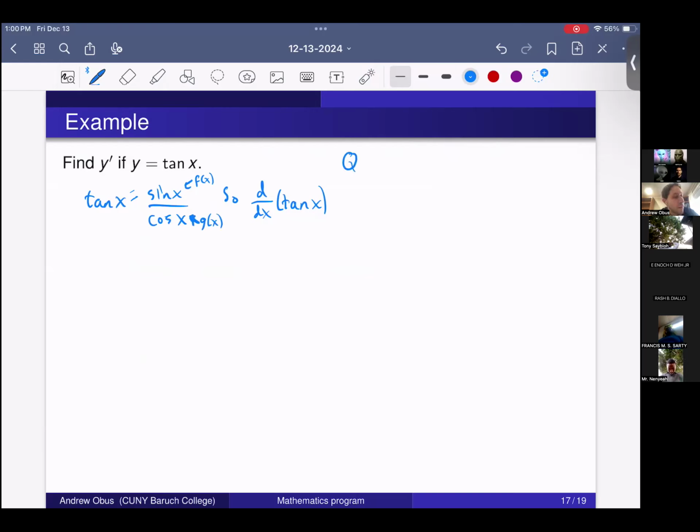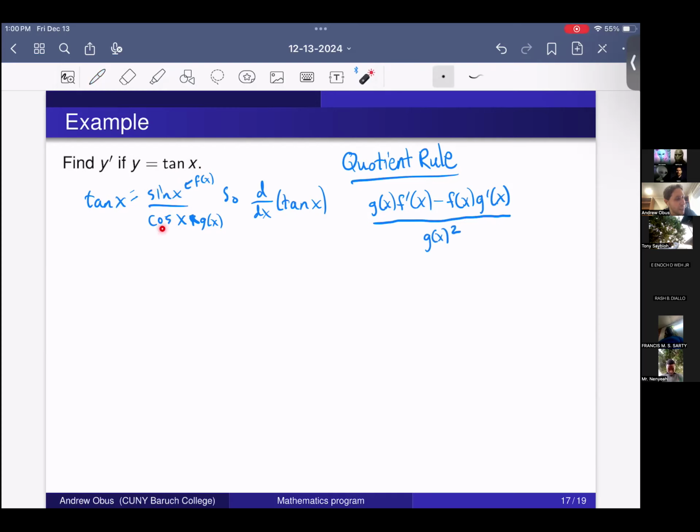So for this one, since we have tangent of x is equal to sine x over cosine x, we will use the quotient rule, where we find the derivative of the numerator and multiply by the denominator, and also find the derivative of the denominator and multiply by that of the numerator and divide by the square of the denominator. Exactly. So this is the quotient rule over here. f is the numerator, g is the denominator. We get this formula. And because we know the derivatives of sine and cosine, we can do this.